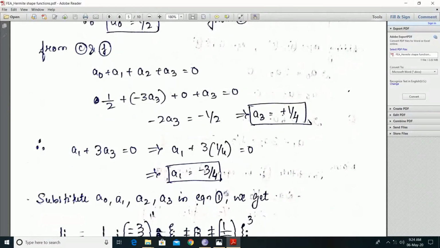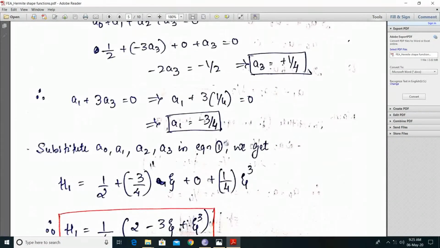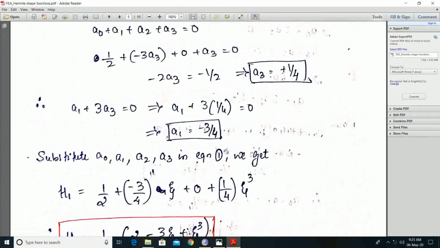Once you get all these a0, a1, a2 and a3, which are nothing but generalized coordinates, substitute the values of a0, a1, a2, a3 in equation 1. When you substitute that, this is what you will be getting. Take 1 by 4 common. So h1 will be equal to 1 by 4 times (2 minus 3 xi plus xi cube). This is the Hermite shape function h1. This is how we derive it, by applying the boundary conditions.